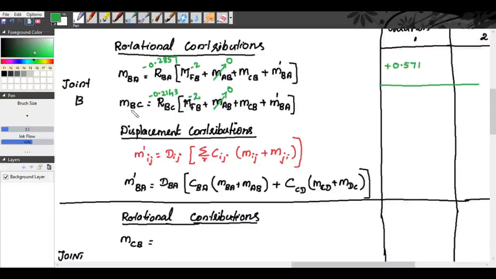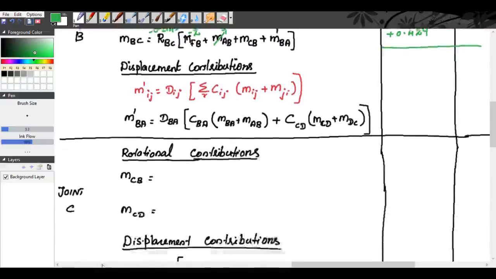Now MBC is equal to minus 0.2143 multiplied by minus 2, we get plus 0.429. Now we will move on to the rotational contribution at joint C.